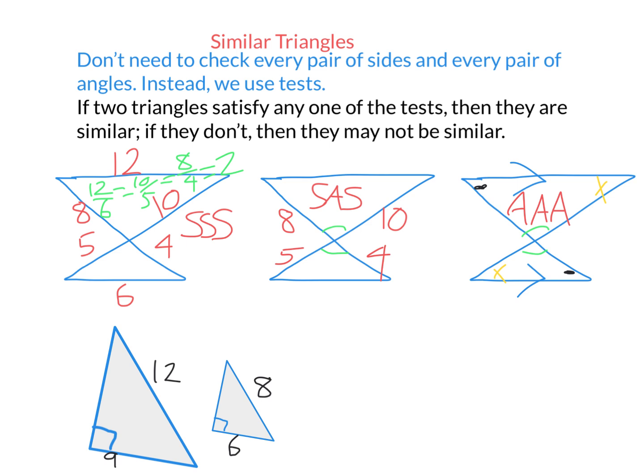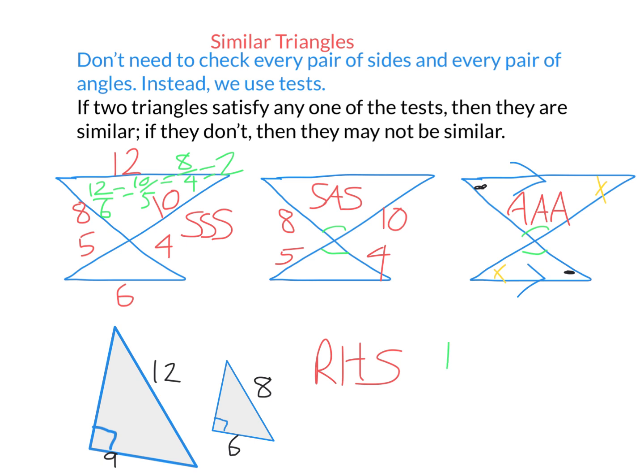So there is one more test we can use for similar triangles, and that is the RHS test. So R means right angles, so if each triangle has a right angle, and H means hypotenuse, S means sides. So two triangles will be similar if they both have a right angle and their hypotenuses and another pair of sides are in the same proportion.